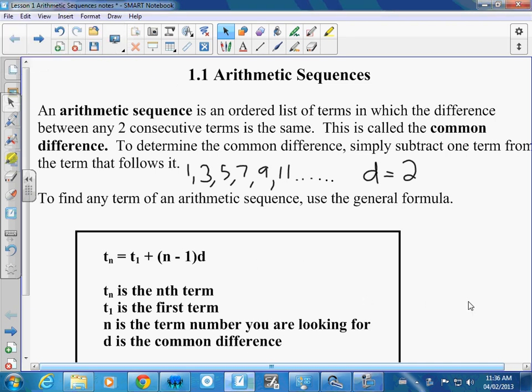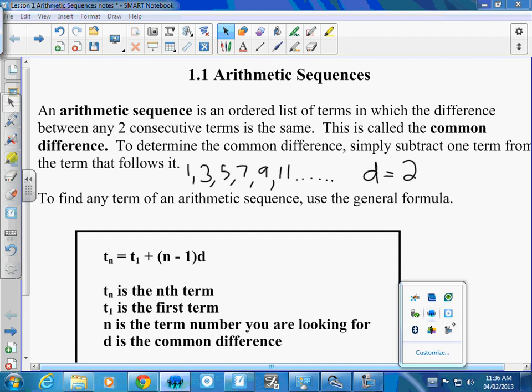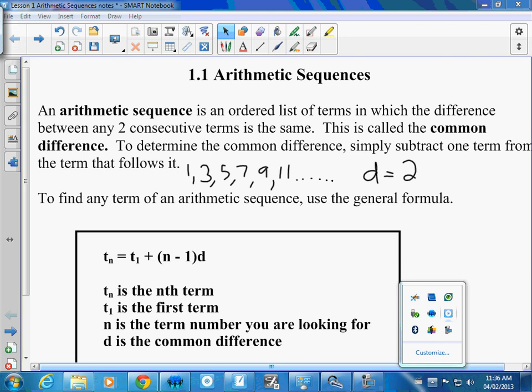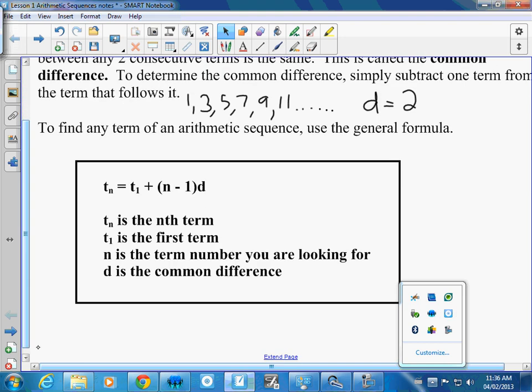Okay, so arithmetic sequences. What makes an arithmetic sequence? A common difference, right? In this one, 1, 3, 5, 7, 9, 11, each one is going up by 2. Easy, okay. So it's just a formula. Let's go through the formula here, and we can do this.